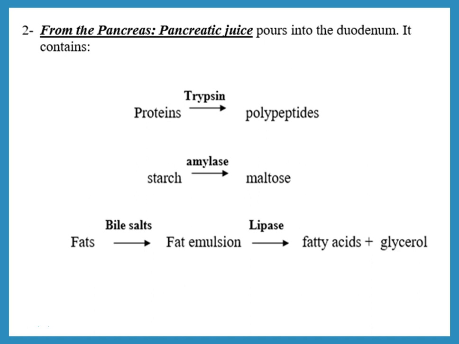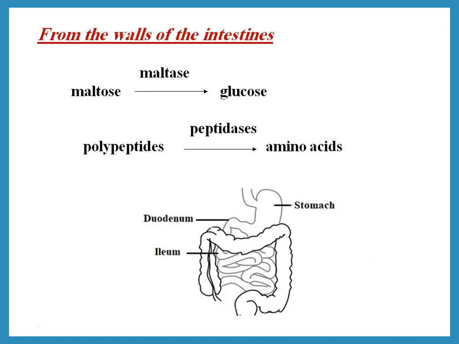So we said the bile salts in the bile juice that come from the liver break up the fats into fat emulsion, or tiny pieces of fat, but it's still fat. Now, the enzyme from the pancreas, which is lipase, is what breaks down the fat into fatty acids and glycerol. Then the walls of the intestines also secrete enzymes. We're still standing in the duodenum. It secretes maltase that will break up the maltose to glucose.